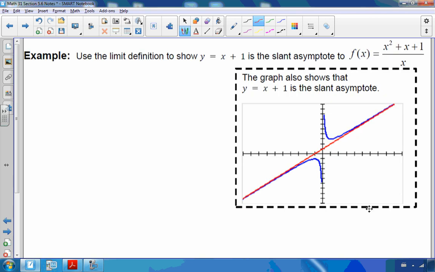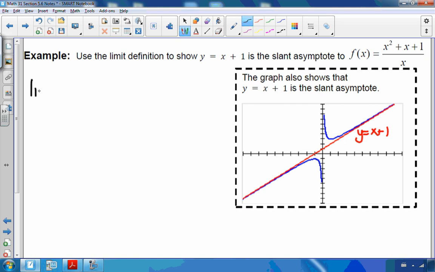So let's look at an example here. I have this rational function f of x, and I want to prove that x plus 1 is the slant asymptote. So I have a little picture of what the graph looks like. The function there is in blue, and you can see the slant asymptote is in red. So what we want to prove is that this slant asymptote is in fact x plus 1. Well, we'll do that with our limit definition.